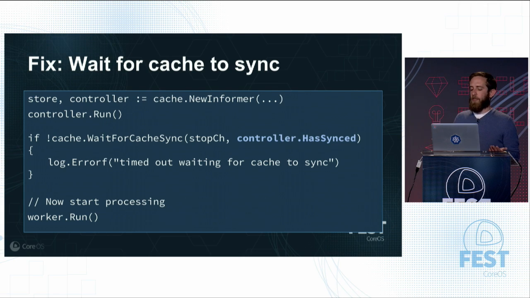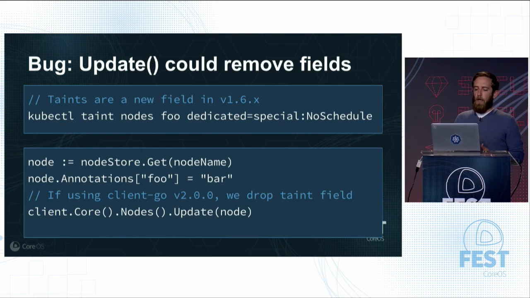There are helper methods that will time out or wait for a stop channel to be closed. But essentially, you should just wait until your cache syncs before you start actually doing your business logic. This is another big one, and this actually bit us fairly recently in the 1.5 to 1.6 time frame, and this was actually surfaced in Flannel.